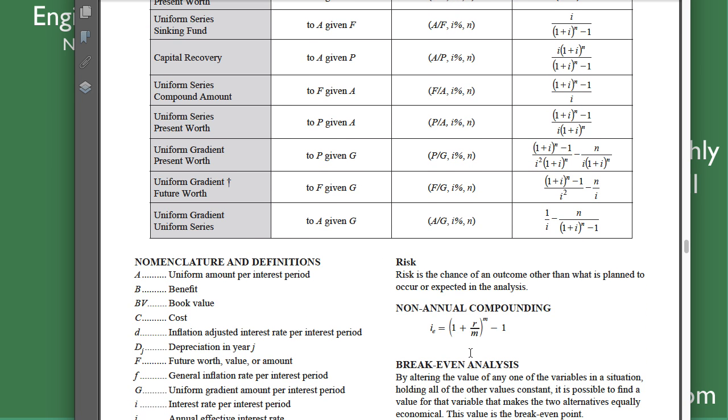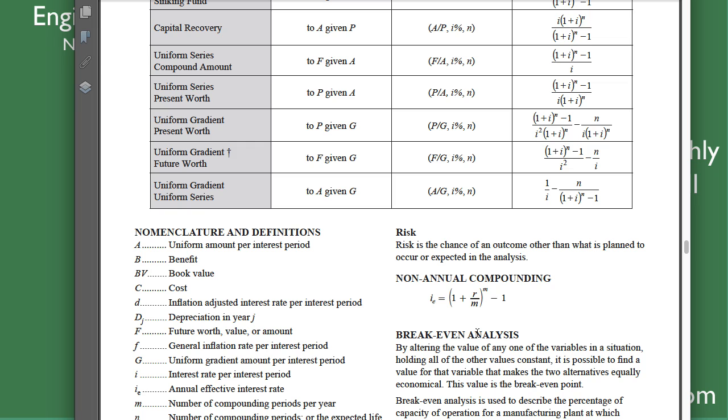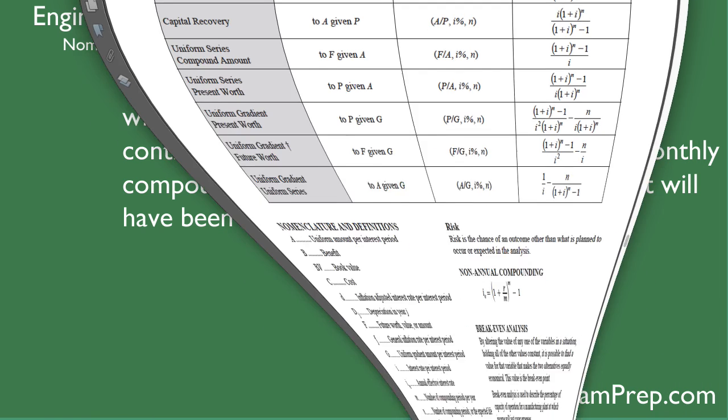When we are calculating an effective interest rate which is non-annual, because if it's an annually compounded interest rate, then your annual effective interest rate will equal your nominal interest rate. But since this is compounded monthly, we need to calculate that effective interest rate. It's 1 plus R divided by M, which is your nominal annual interest rate divided by the number of compounding periods per year, raised to that same number of compounding periods per year, minus 1. Let's go ahead and calculate our effective interest rate.